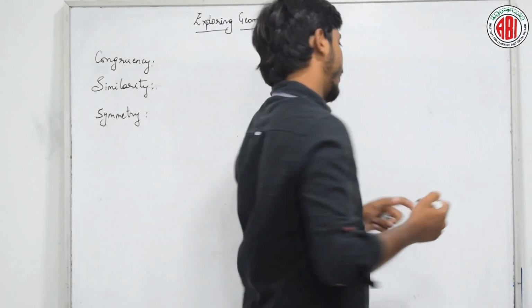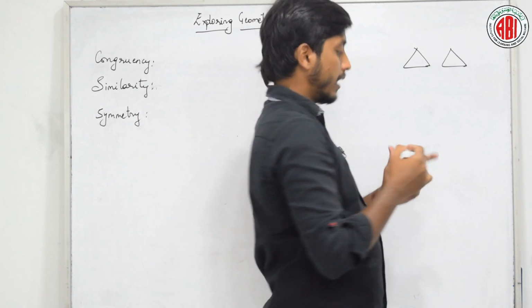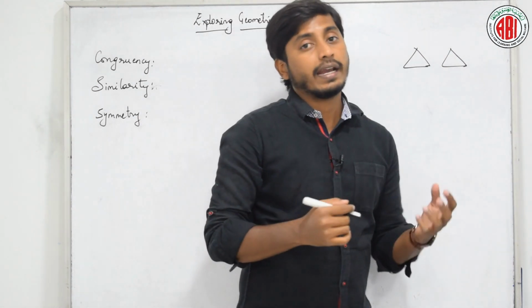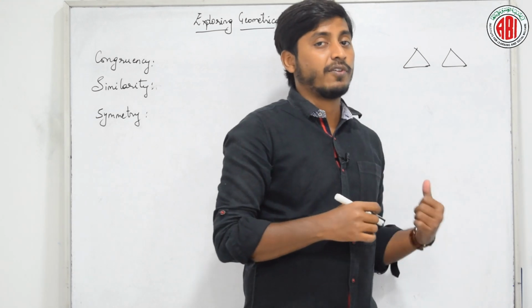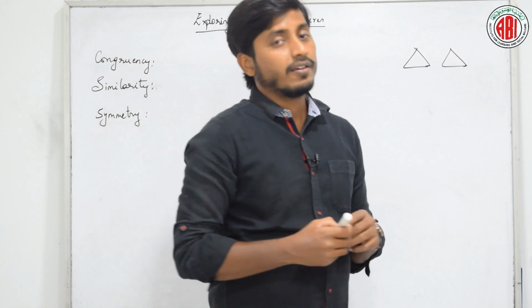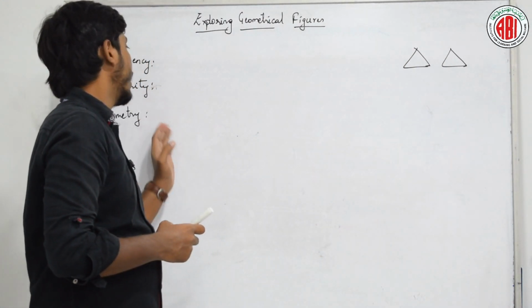For example, if I say there are two triangles, how do I relate these two? Which means how are they related? How can I get the information of one more triangle using the first triangle? What is the relation? We are going to discuss the topics such as congruency, similarity and symmetry.